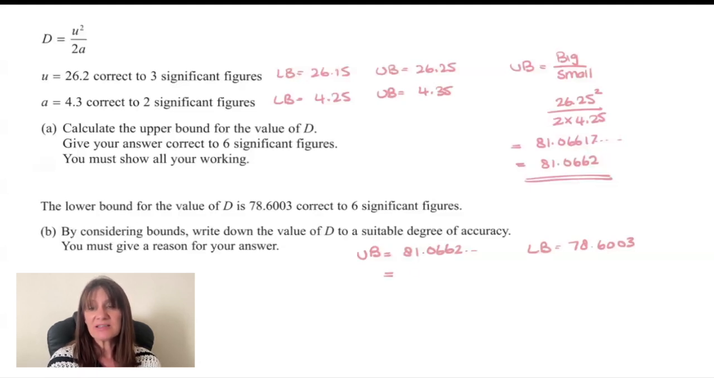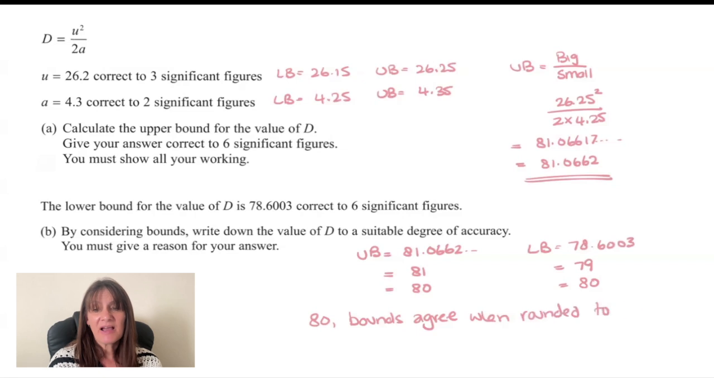So if we take this to the nearest whole number, the upper bound is 81 and the lower bound is 79. So there is still a difference between these two. If I round to the nearest 10, I have got both results coming out as 80. So 80 is the number that the bounds agree on, if that makes sense, when we're rounding to the nearest 10. So the reasoning is pretty much that, okay? The bounds agree when we're rounding to the nearest 10.